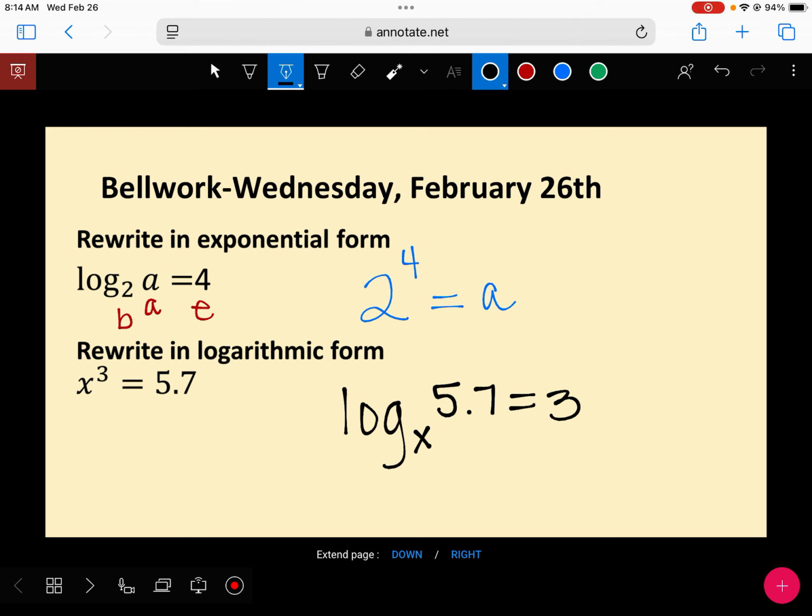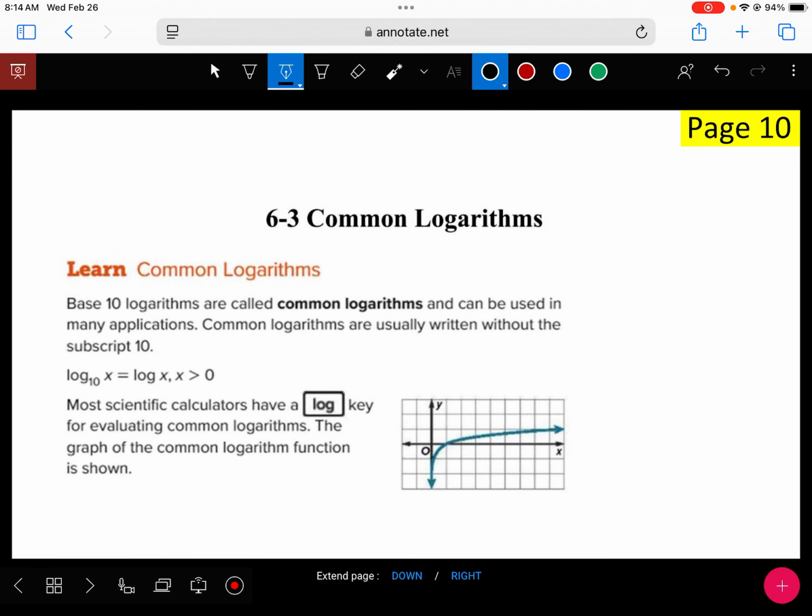All right. So today we're going to learn about common logs. So in your pink packet, go ahead and turn to page 10.